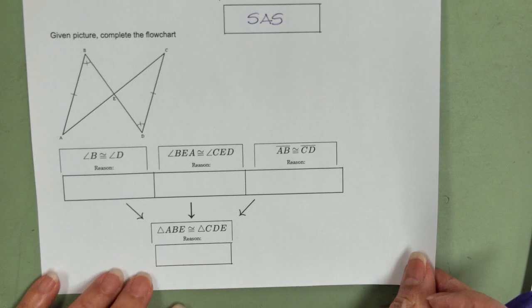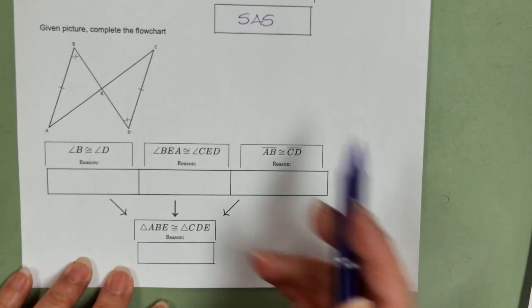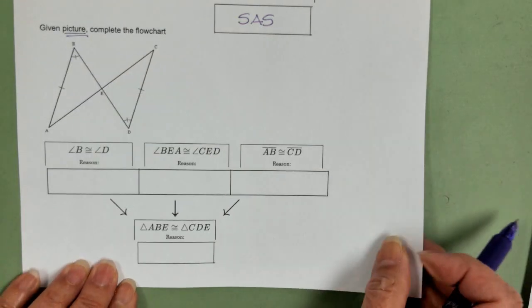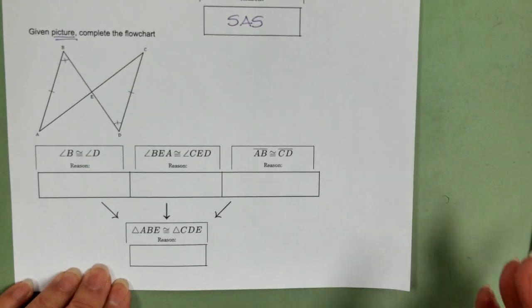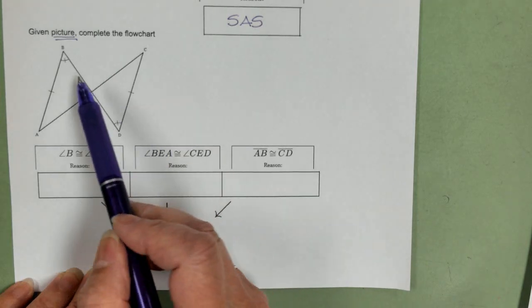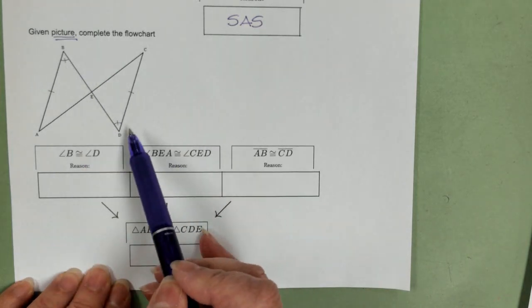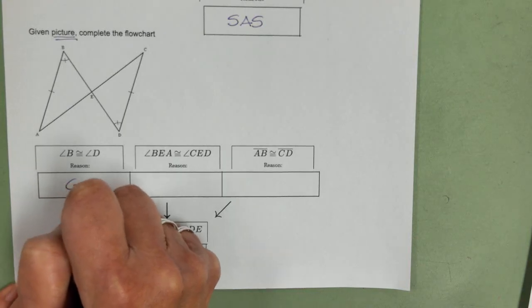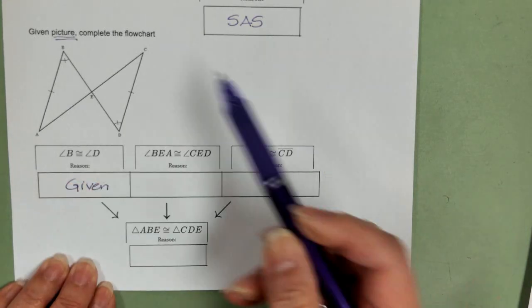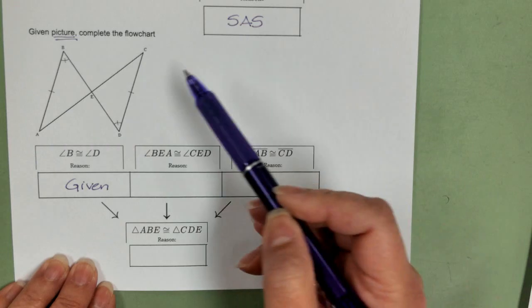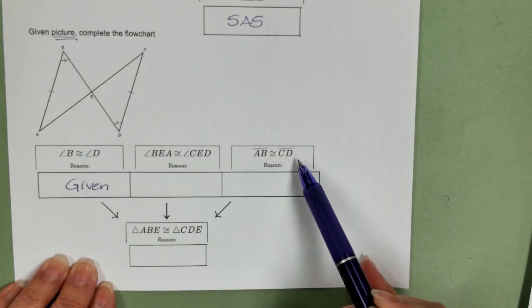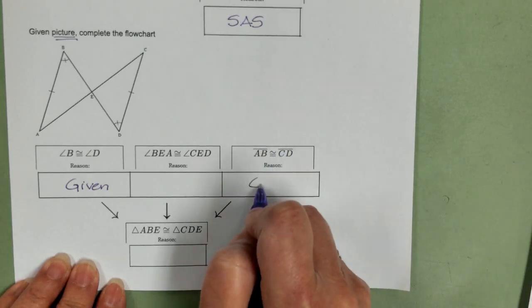All right, now we're going to do another one. Okay, notice we are just given the picture. So I want to look at what I've been marked. Notice, angle B is marked congruent to angle D. This becomes given. Side AB has the same tick mark as side CD. AB is congruent to CD, that's given.